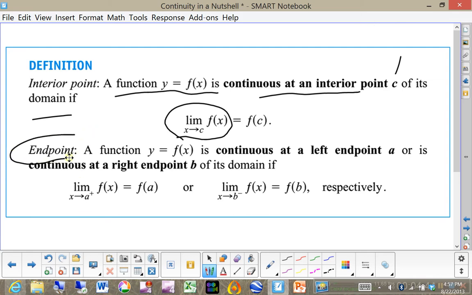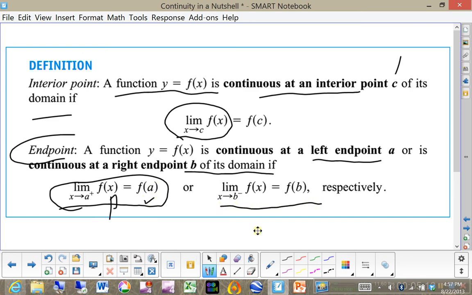Now for an endpoint, a function y equals f of x is continuous at a left endpoint a, or is continuous at a right endpoint b, if coming in from the right the limit of f of x as x approaches a from the right equals f of a, or if coming in from the left the limit of f of x as x approaches b from the left is equal to f of b, respectively.